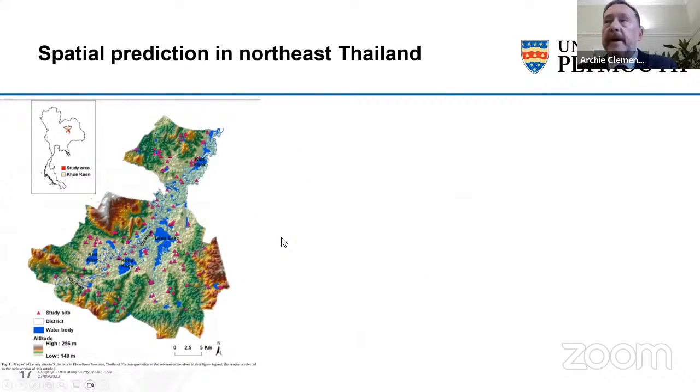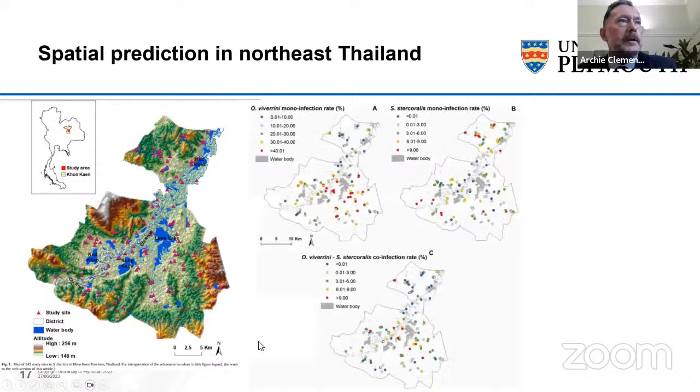So moving on to some spatial epidemiological approaches. Here we have a study area around the Lower Lake in Khon Kaen region of northeast Thailand. Again, we did a survey. So the little purple triangles are the communities that were sampled. This map in the middle is the prevalence of Opisthorchis viverrini monoinfection. We were also interested in co-infections with another parasite, Strongyloides stercoralis. So that's prevalence of that parasite, and then prevalence of co-infection.